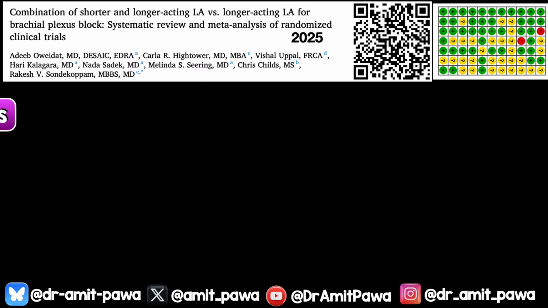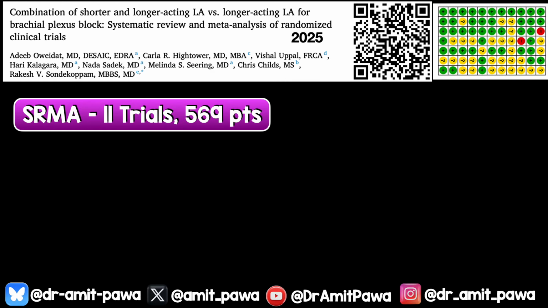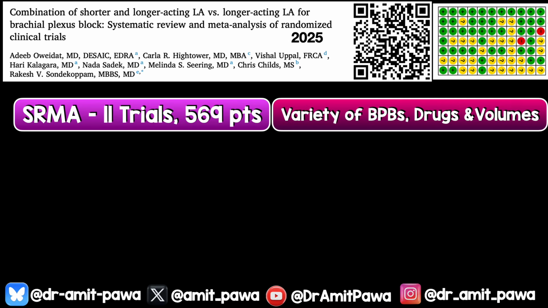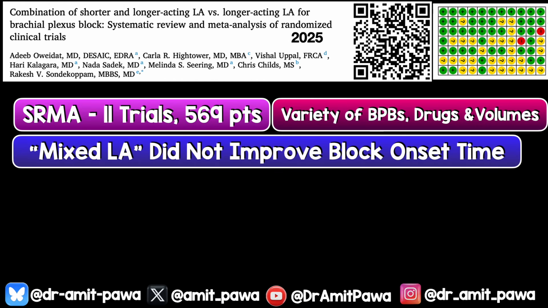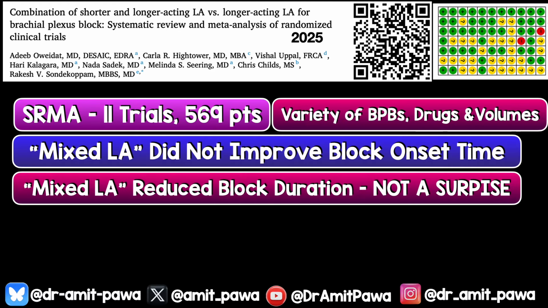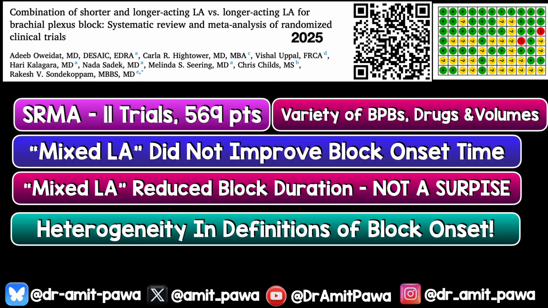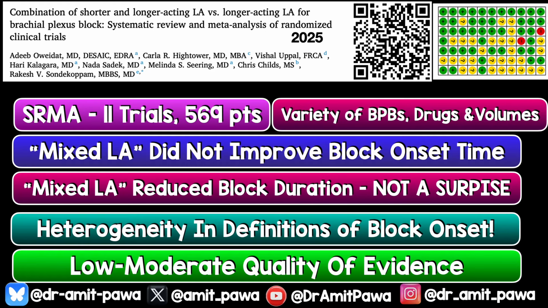And the last paper I wanted to talk about was this systematic review and meta-analysis from 2025. Again, 11 trials, all for brachial plexus block, 569 patients, but look at that risk of bias table over there. They looked at a variety of brachial plexus blocks, they had a variety of drugs that were used and a variety of volumes, and they concluded that mixed local anaesthetic did not improve block onset time. Again, not a surprise that mixed local anaesthetic produced a solution with a reduced block duration. But look, there was heterogeneity in the definitions of block onset across all of the papers. And then, I conclude that's probably low to moderate quality of evidence.